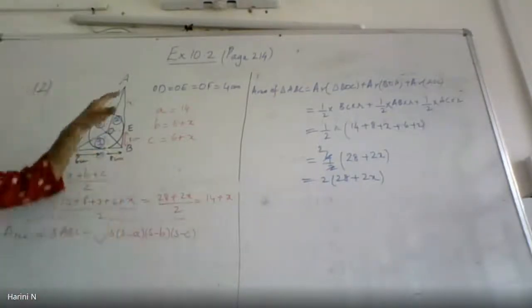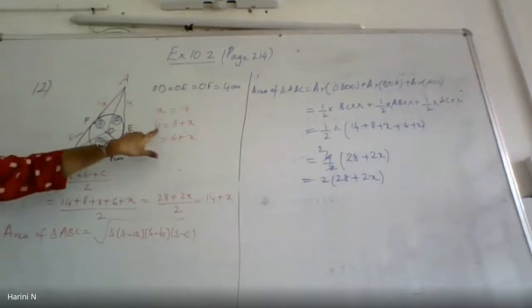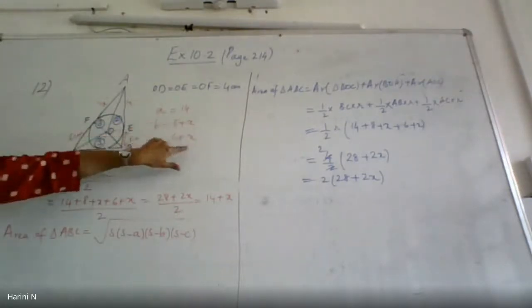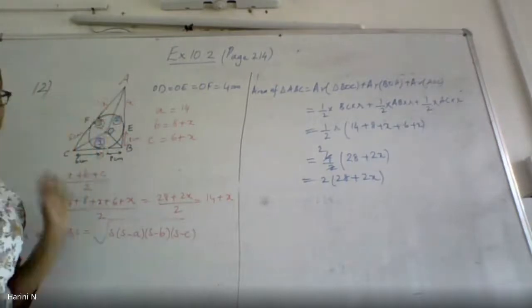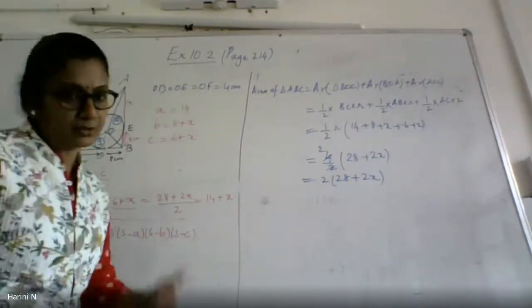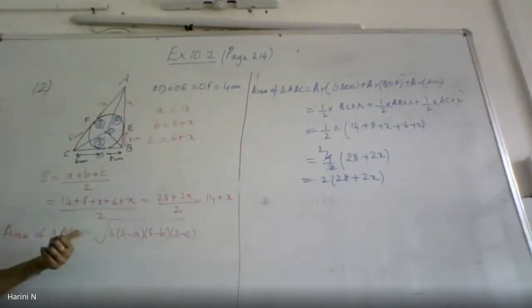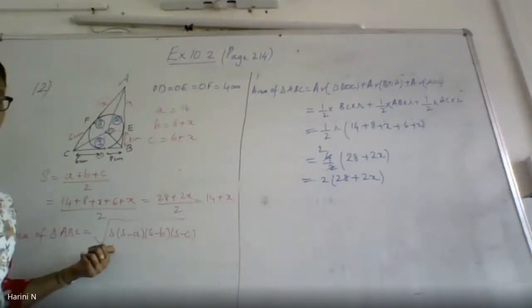Once you get the value of x, you can substitute B is 8 plus x and C is 6 plus x. You will get the two sides AB and AC. Should you be able to complete that? I am not going to do the calculation for the Heron's formula. You are going to calculate it here. You will get square root.